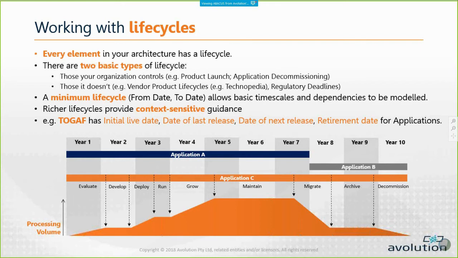Now, what you can see in the graphic at the bottom are three applications, two of which have very simple life cycles. So application A, we've simply said that it starts in year 1, it finishes in year 7. Application B starts in year 8 and ends in year 10. So we have very simple from and to dates.